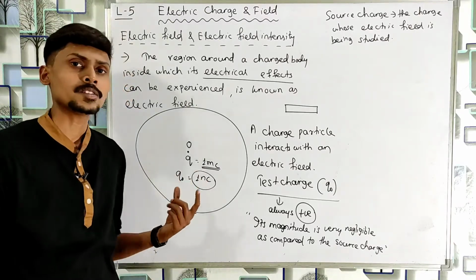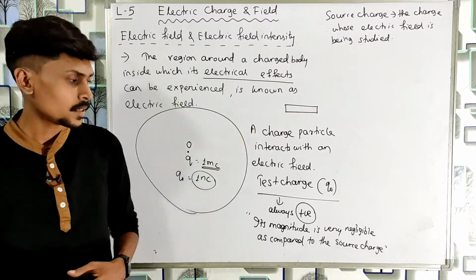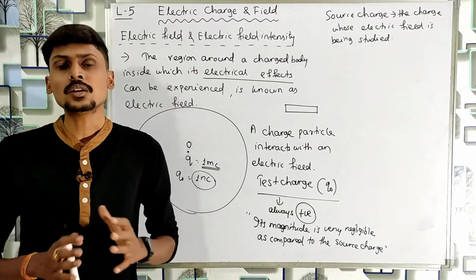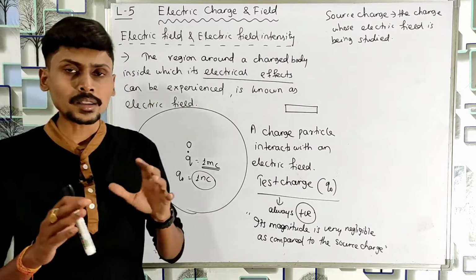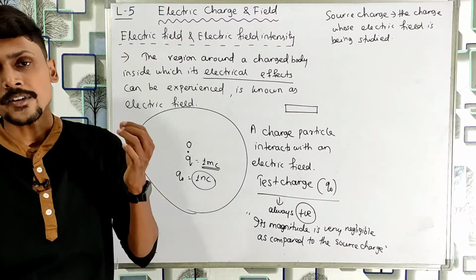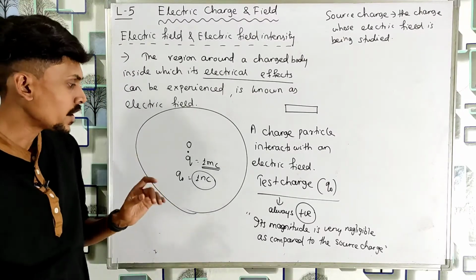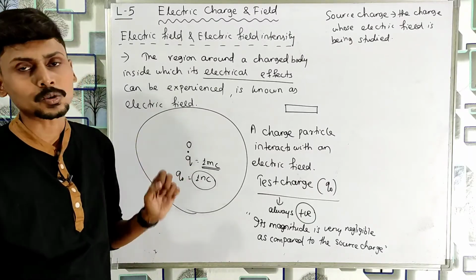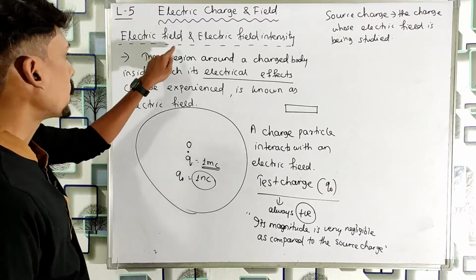But if the test charge has magnitude comparable to the source charge or more than the source charge, then the electric field produced by the test charge will change the entire electric field of the source charge. So in order to avoid this discrepancy, we always take the magnitude of the test charge to be very small, because we are not interested in studying the electric field of the test charge. We are interested in studying the electric field of the source charge. Is that clear?